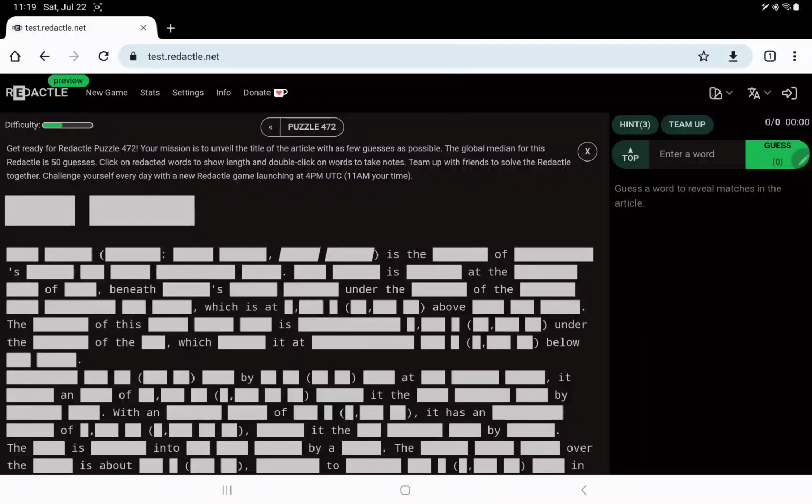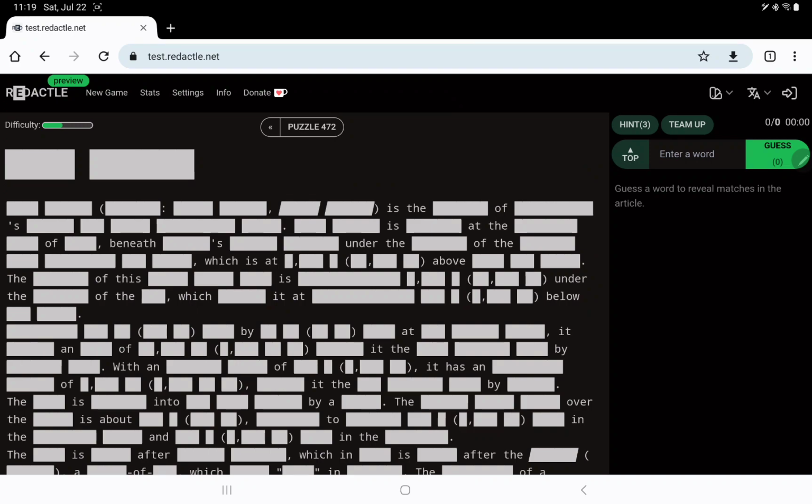Let's play Redactle number 472 on Saturday, July 22nd. I am playing on the preview of the new Redactle Unlimited at test.redactle.net. You can get rid of the introduction there. Difficulty looks like medium.